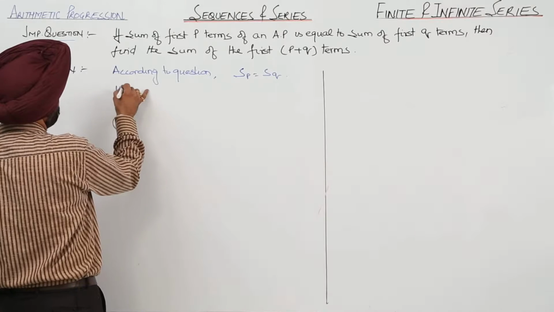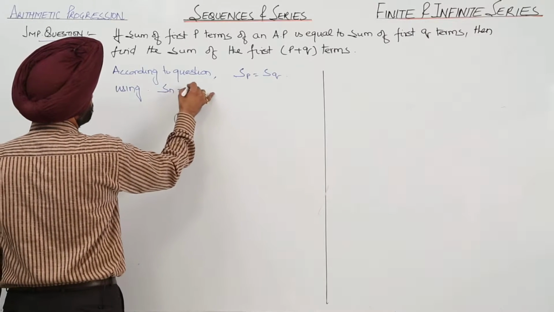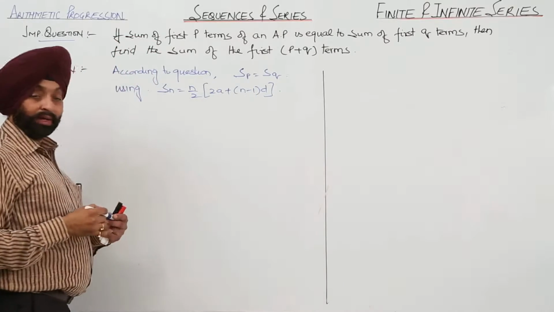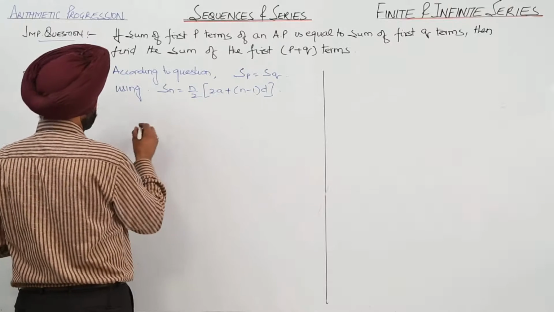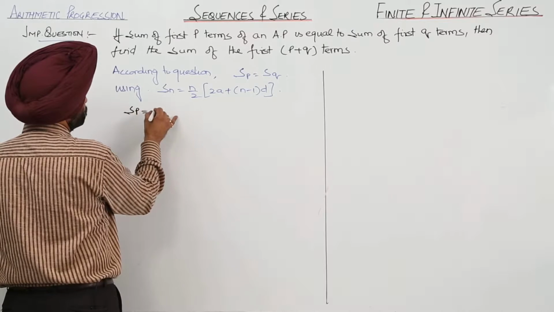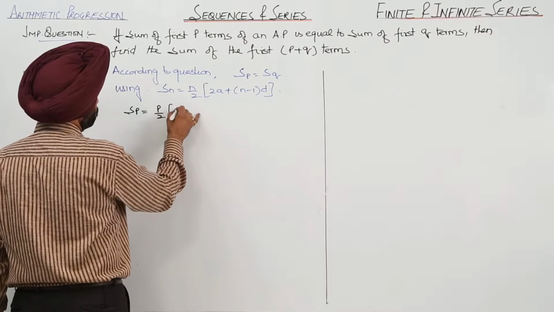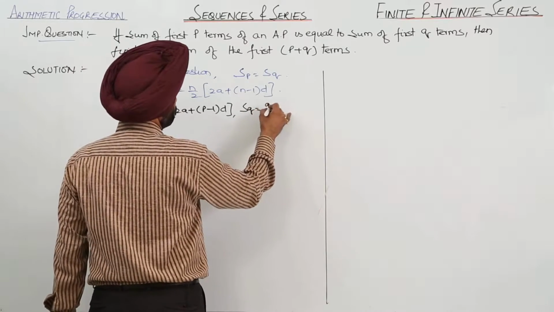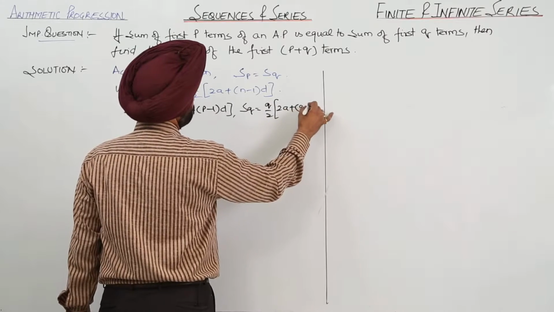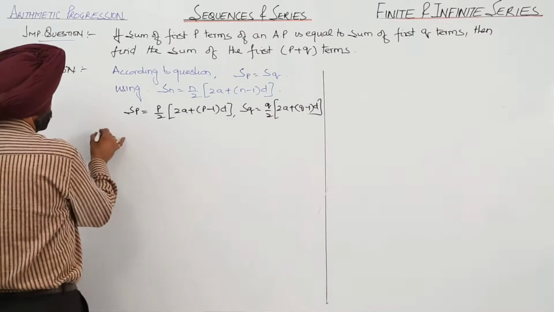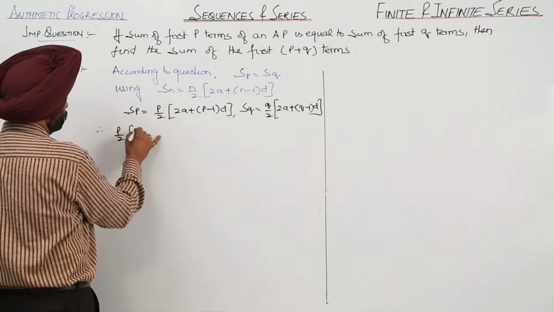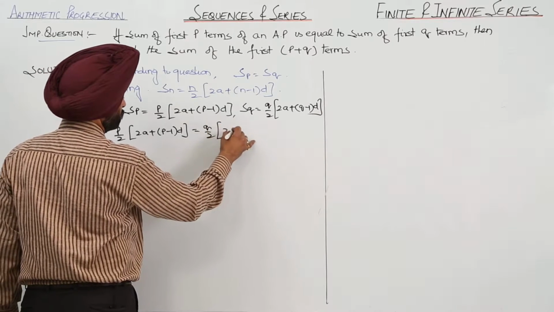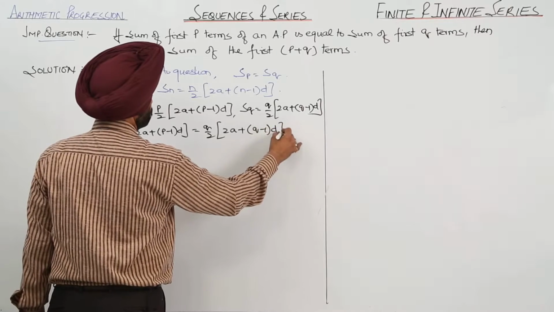Okay, now using S_n is n upon 2 in the bracket 2a plus (n minus 1) times d, the formula for the sum of n terms, what we will be having now for S_p? S_p is equal to p upon 2 (2a plus (p minus 1) times d), and S_q is equal to q upon 2 (2a plus (q minus 1) times d). Therefore p upon 2 (2a plus (p minus 1) d) is equal to q upon 2 (2a plus (q minus 1) d).